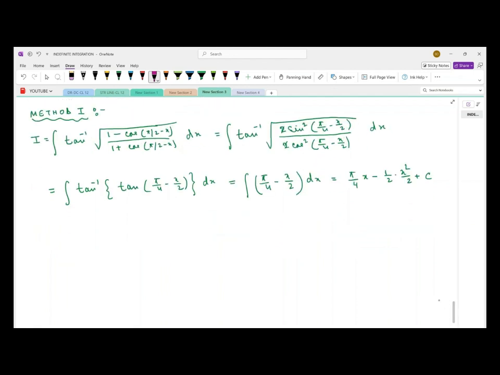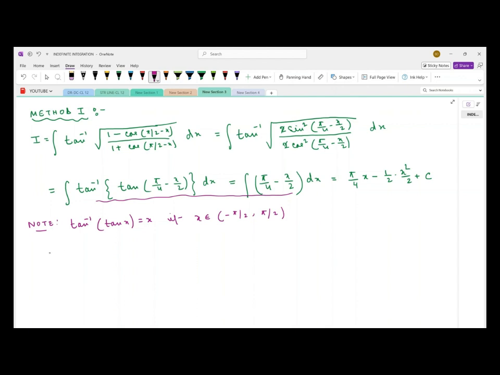Now since you are dealing with inverse trigonometric function, principal branch is very important. So note that in this step that you have written, you have basically used the property tan inverse of tan x equal to x. But this does not always happen. It happens only if x belongs to the principal branch minus pi by 2 to plus pi by 2, right?